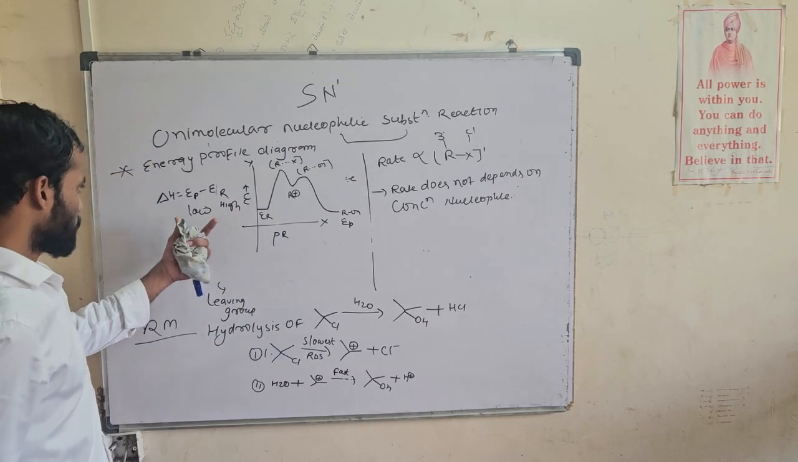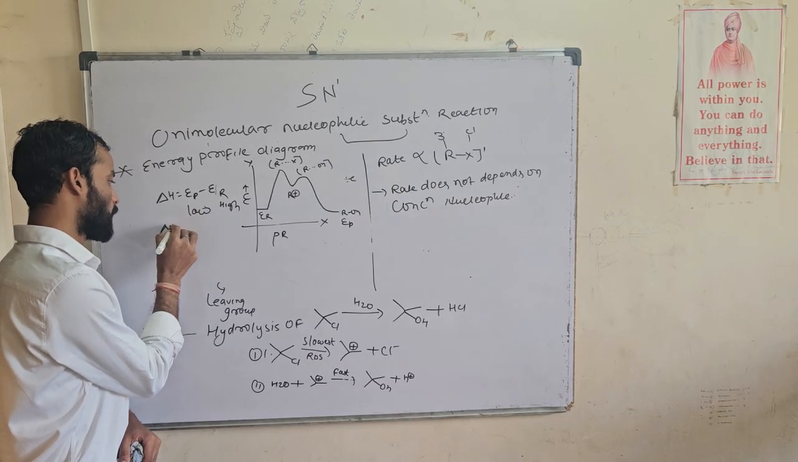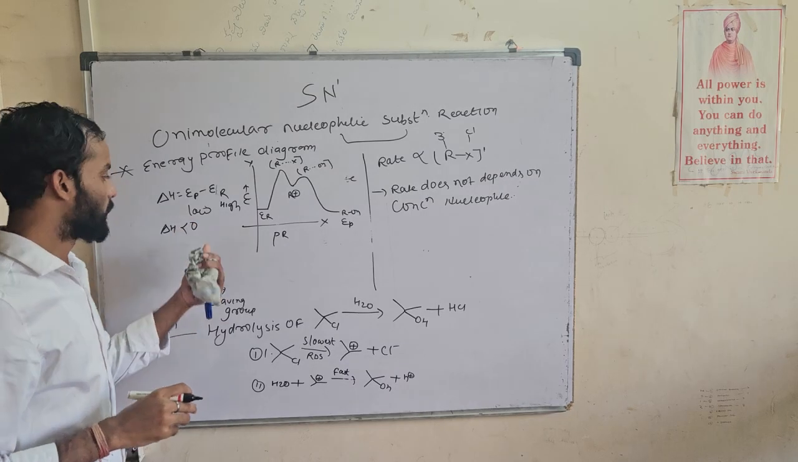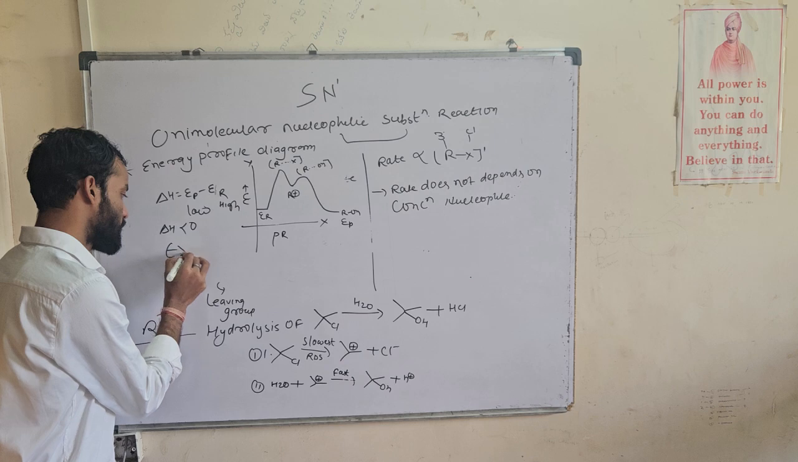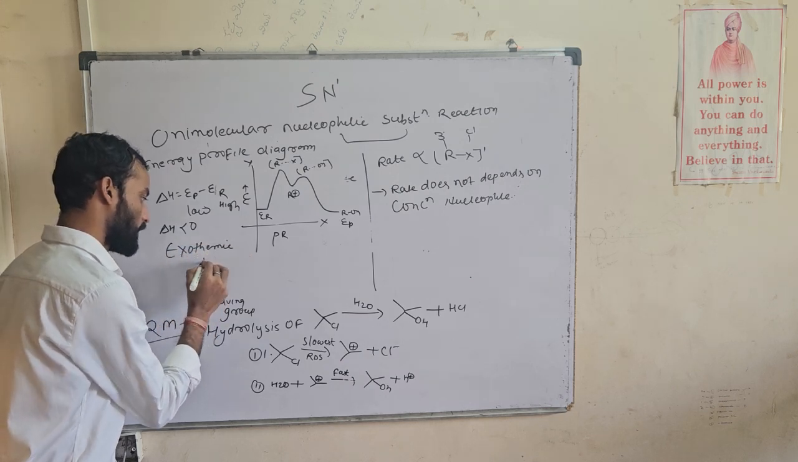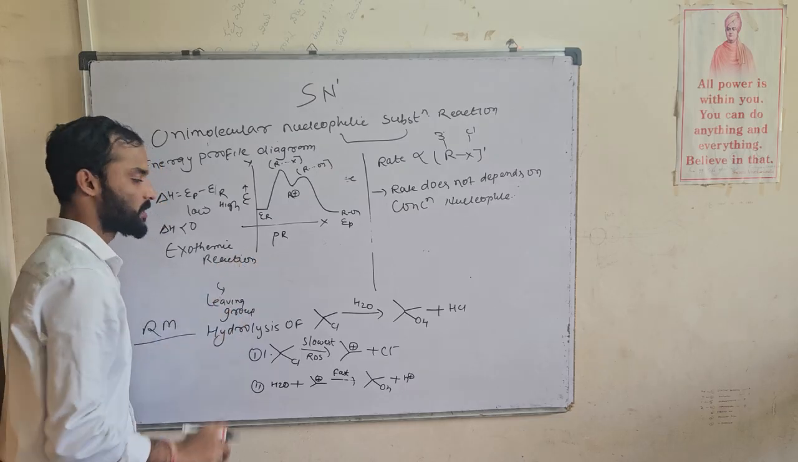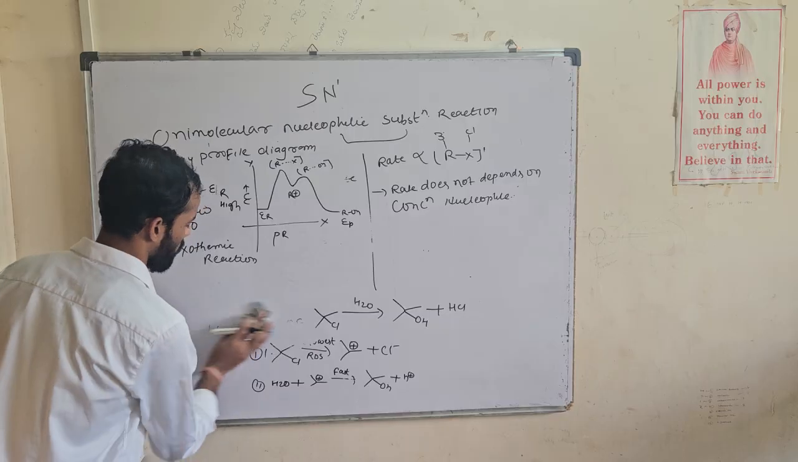By observing this equation, we can say that the enthalpy of reaction comes out to be negative, that is, it will be less than 0. From here we can say that it is an exothermic reaction in which heat is released.